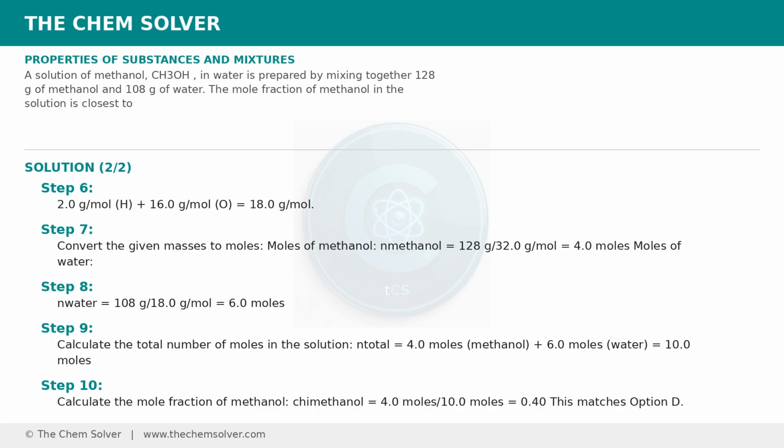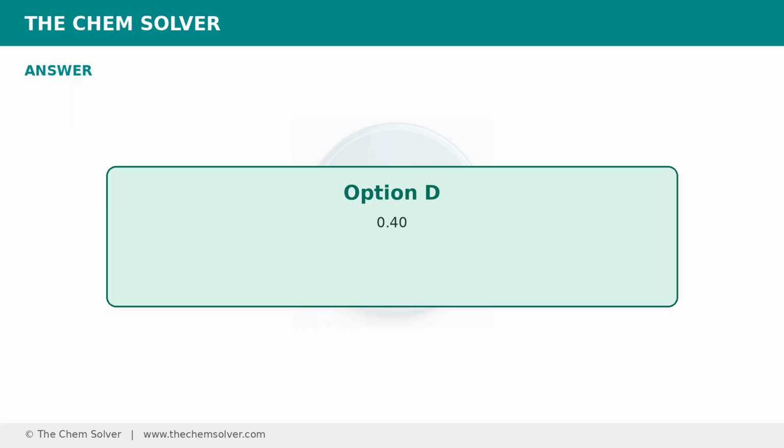This matches option D. The correct answer is option D, 0.40.